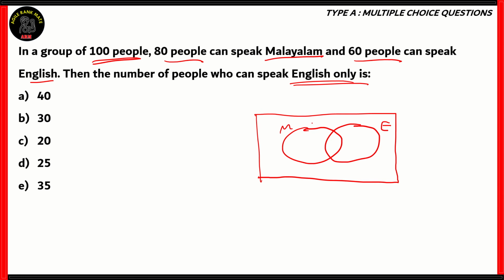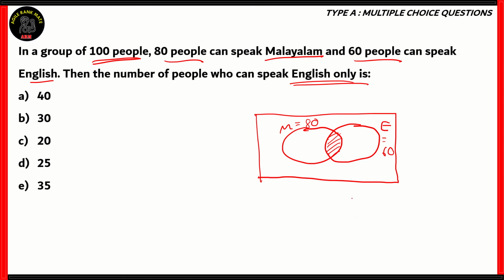Now, it is shown that 80 people can speak Malayalam. So the value of M, the total number of elements in M, is 80. The total number of elements in E, likewise, is 60. But as you can see, there is an overlap between the two values. You can see that from the given values itself. 80 plus 60 is 140, but it's not 100.